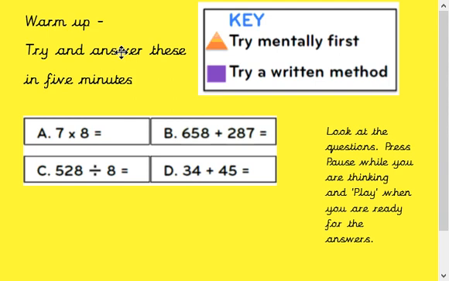As always, try and get close to 5 minutes as you possibly can. Don't worry if you run over slightly, just do your best. And at the end, when you're ready for me to go through it, then press play. Press pause when you're working, press play when you're ready.